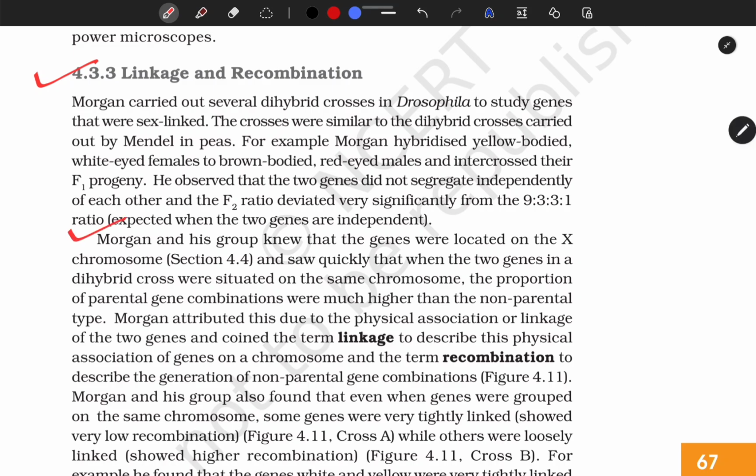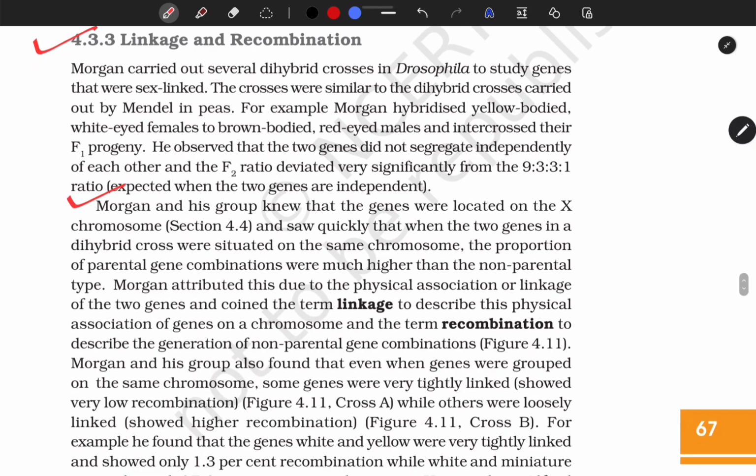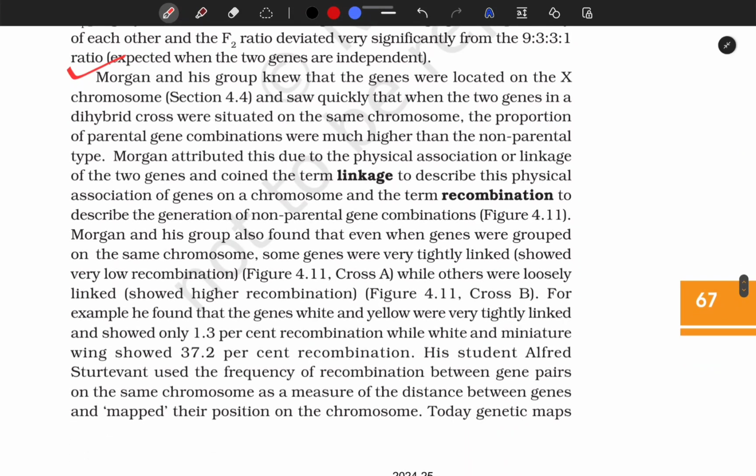Morgan and his group knew that the genes were located on the X chromosome and saw quickly that when the two genes in a dihybrid cross were situated on the same chromosome, the proportion of the parental gene combinations was much higher than the non-parental type. Morgan attributed this to the physical association or linkage of the two genes and coined the term linkage to describe this physical association of genes on a chromosome, and the term recombination to describe the generation of non-parental gene combinations.